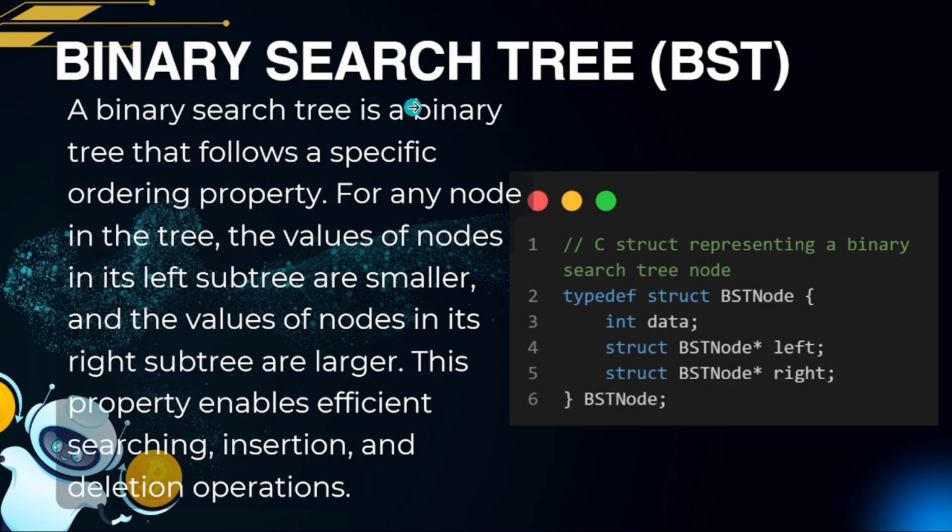So, binary search tree. Binary search tree is a binary tree that follows a specific ordering property for any node in the tree. The values of nodes in its left subtree are smaller, and values of nodes in the right subtree are larger. This property enables efficient searching, insertion, and deletion operation. So, pareha na siya og code ni binary tree. Same na sila. Naay int data, struct, nga ang kuha sa left, nga kuha sa right. So, yeah.